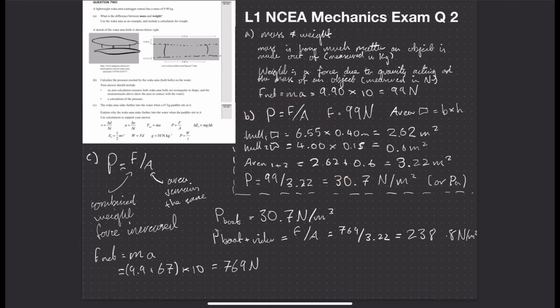We then discussed why, when an individual hops on top of our boat, it sinks further into the water. When we have the same area but a greater weight force applied, we get a greater pressure, and the more pressure exerted, the more a boat sinks into the water.